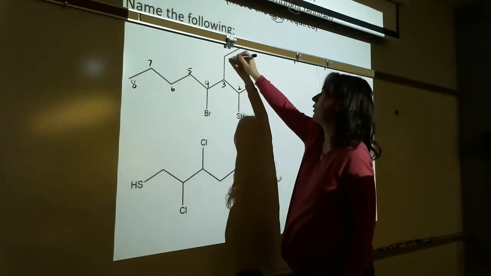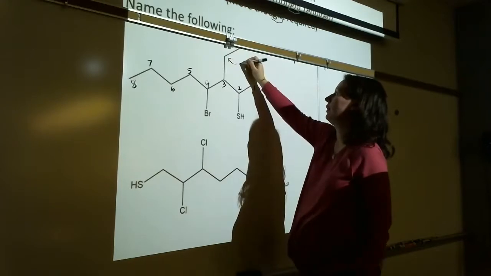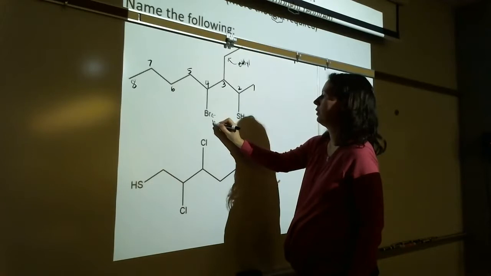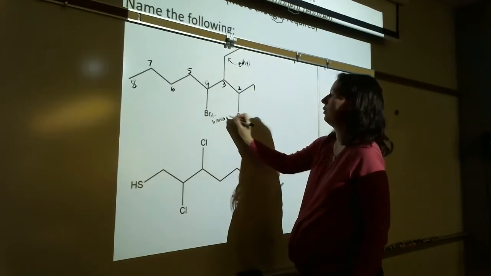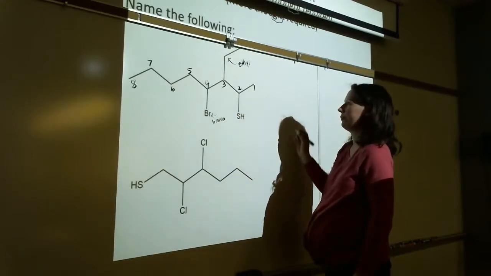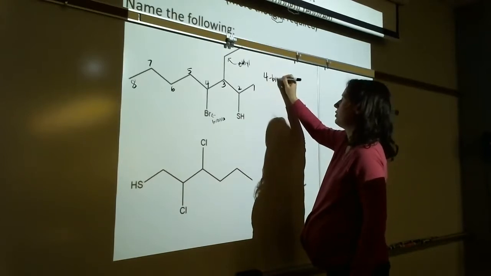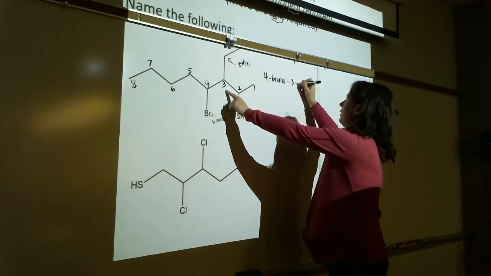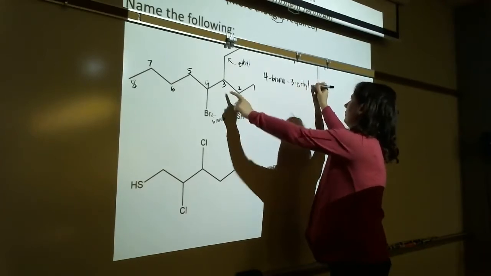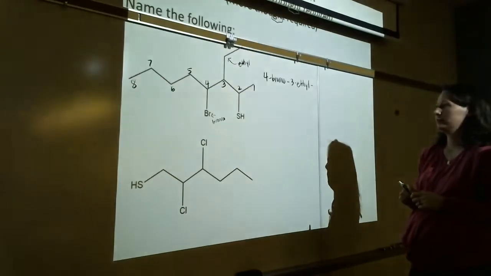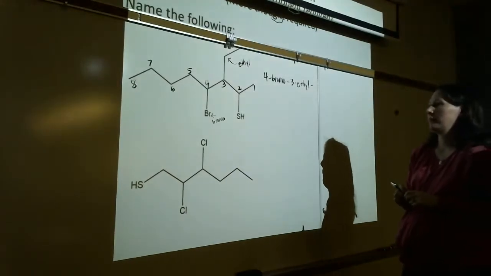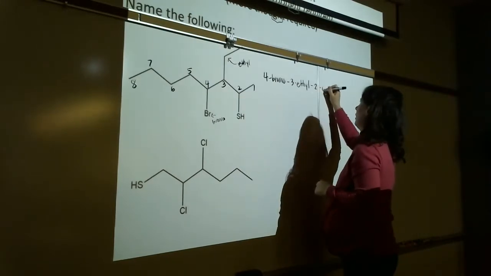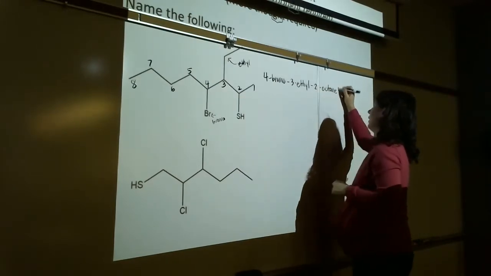Okay, what kind of substituent is this? That's ethyl. And this is just bromo. So we would name this what? 4-bromo, right? Because you still have to go in alphabetical order. Then 3-ethyl. Then what? Well, we need the 2, right? 2-octane thiol.